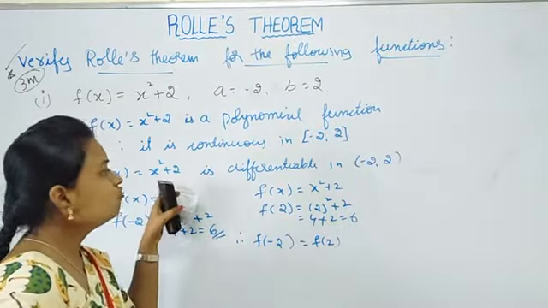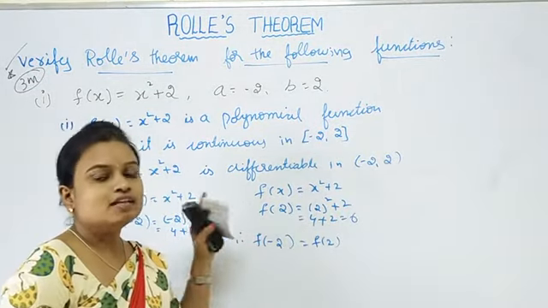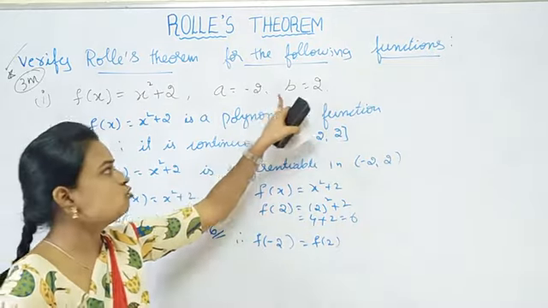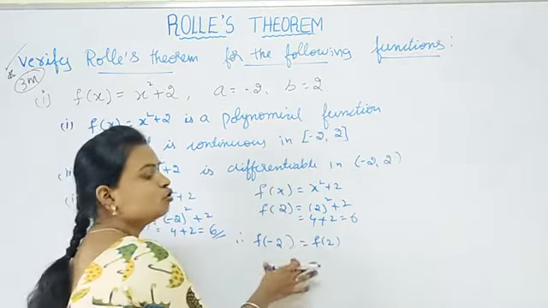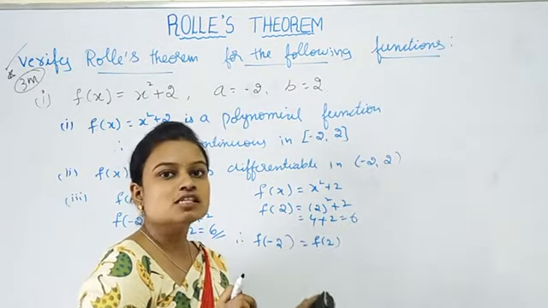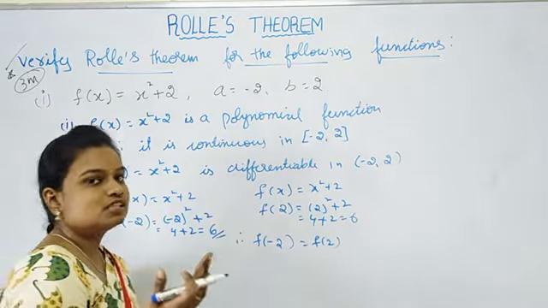interval, and it is differentiable in open interval, and f of a and f of b, which means the functional value at a, that is -2, and at b, that is +2, both are equal. Hence all the three conditions of Rolle's theorem are verified. So what is the next statement?